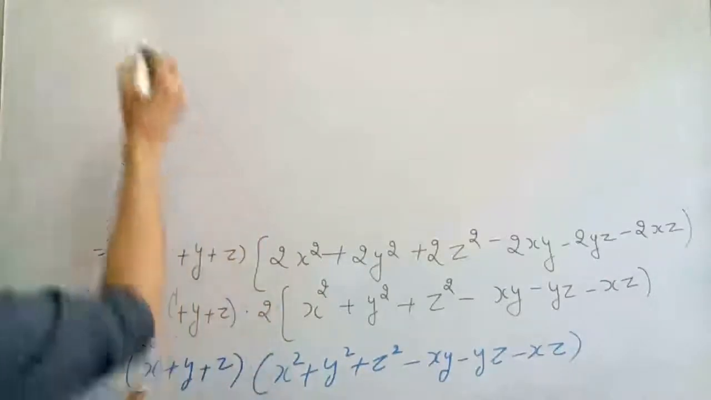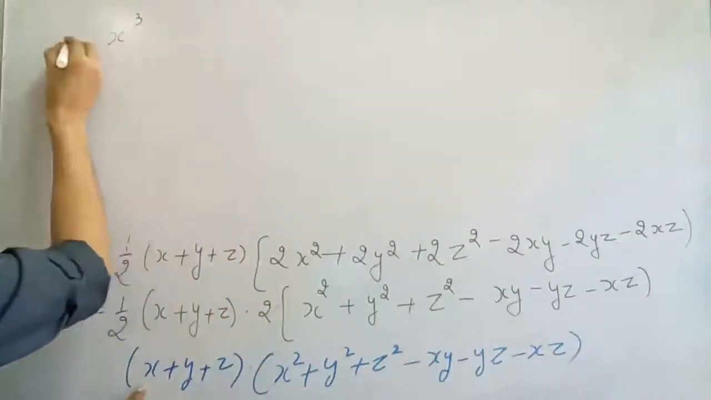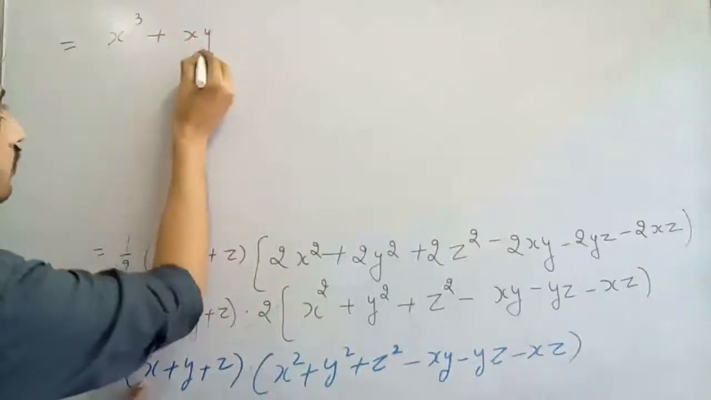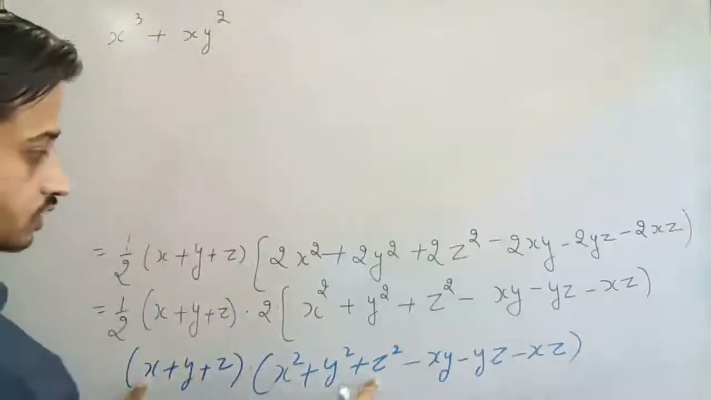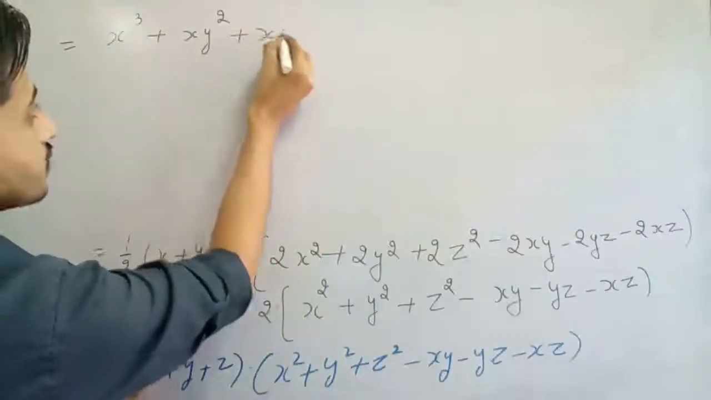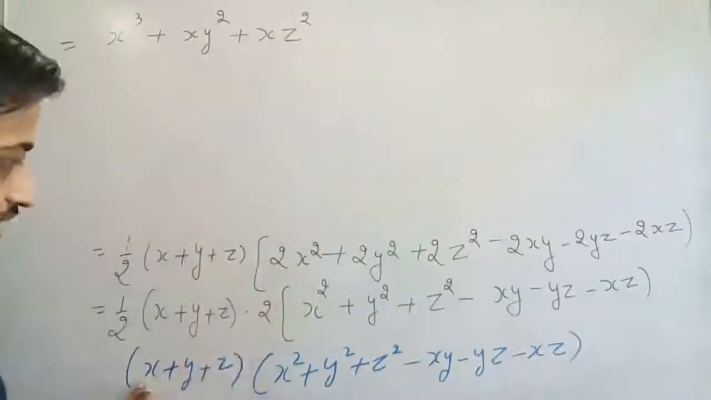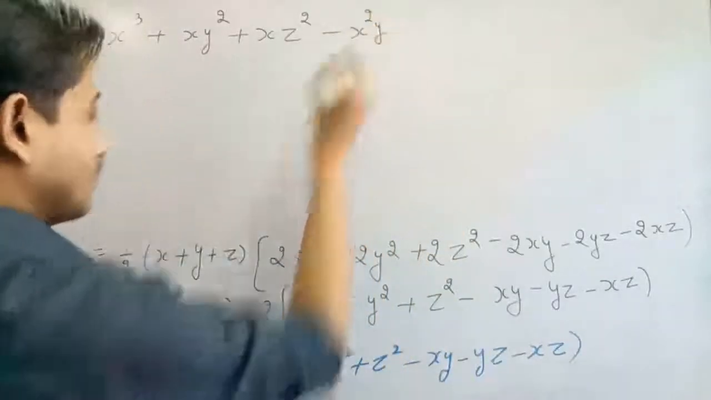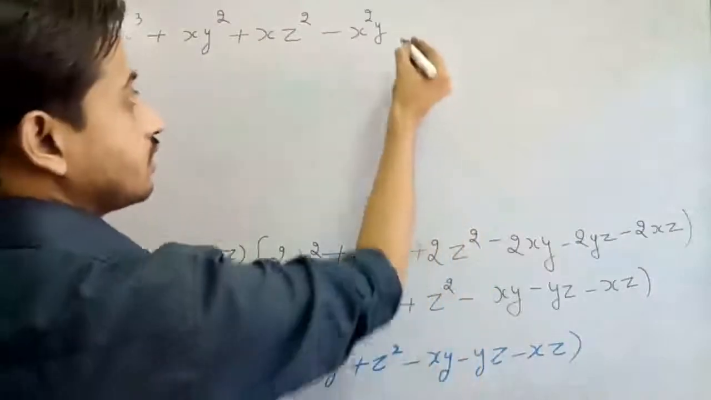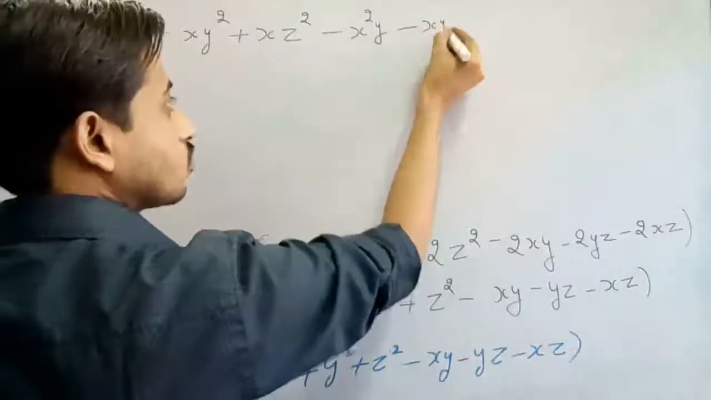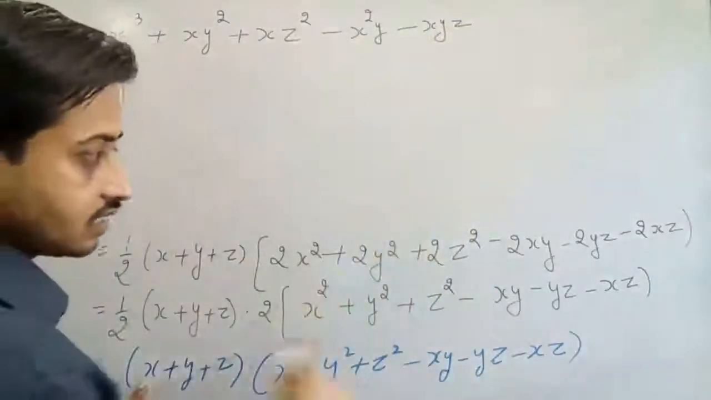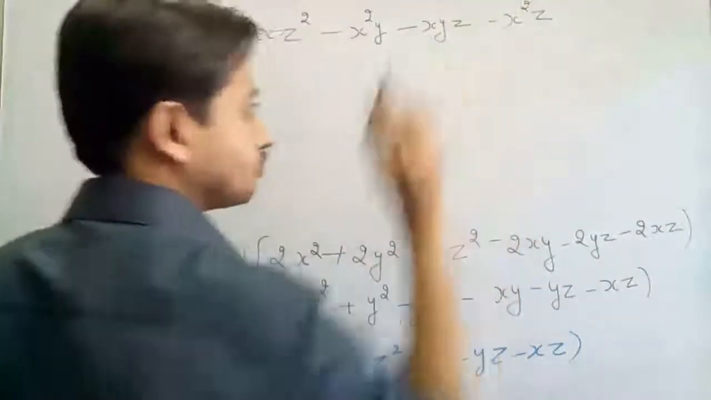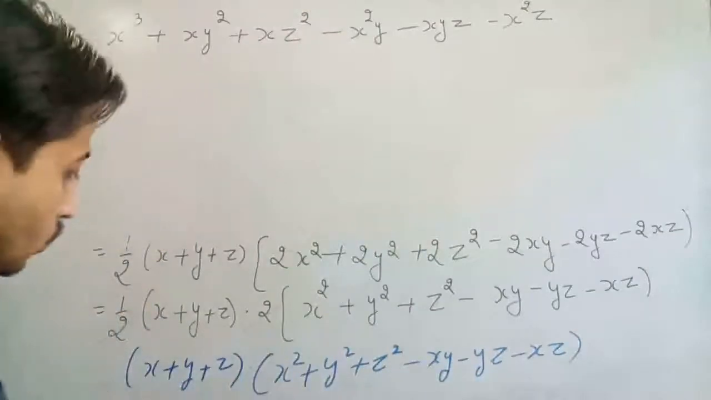X into x square, we get x cube. X into y square, I get xy square. X into z square, I get xz square. X into minus xy, I get minus x square y. X into minus yz, I get minus xyz. X into minus xz, I get minus x square z. Complete.